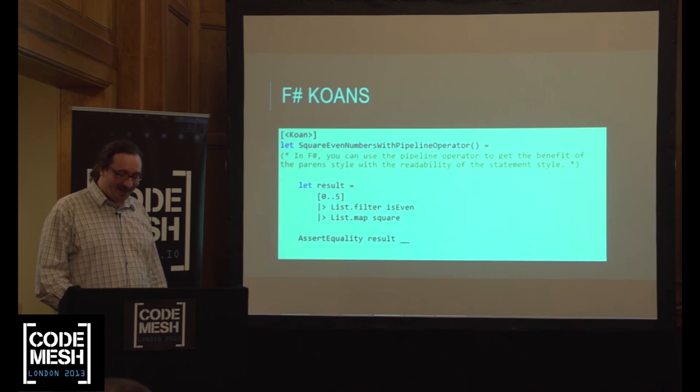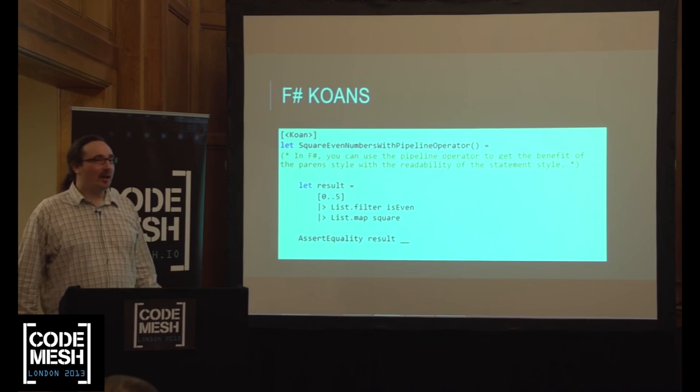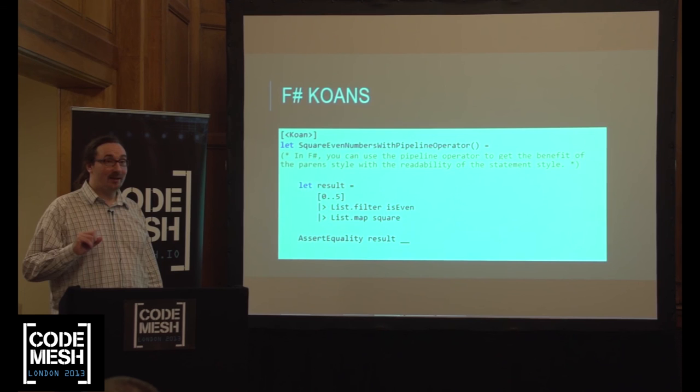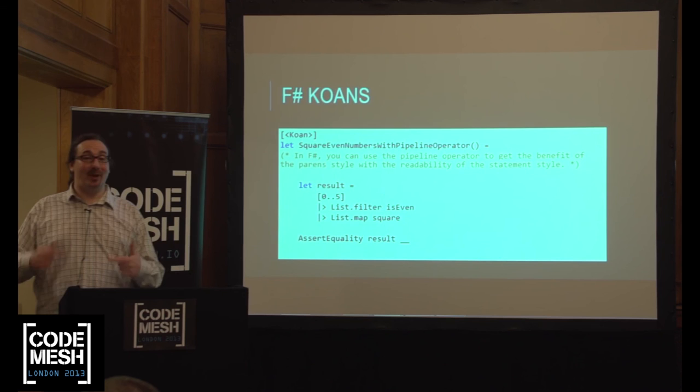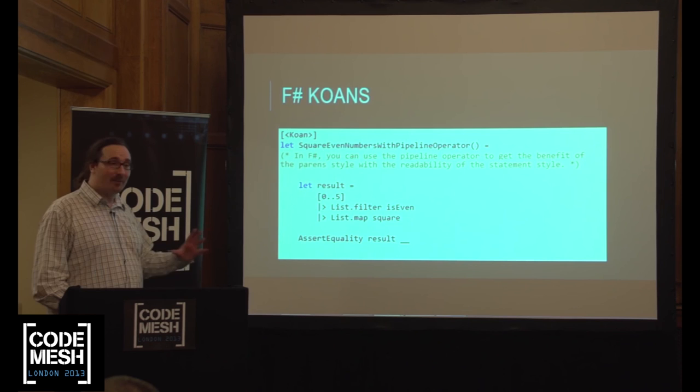If you are coming from a C-sharp Java background, any functional language will probably be a little bit spooky because it has different syntax. We have something called the F-sharp Koans, which are available online. It's a bunch of failing tests. Each time you get one of those tests to pass, you've learned a new part of the syntax. After about an hour and a half, you've got F-sharp nailed. So that's nice and easy.